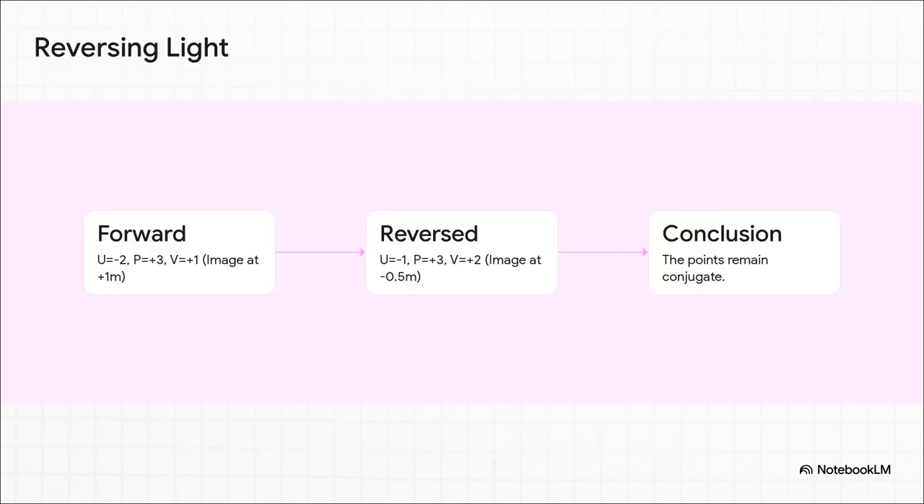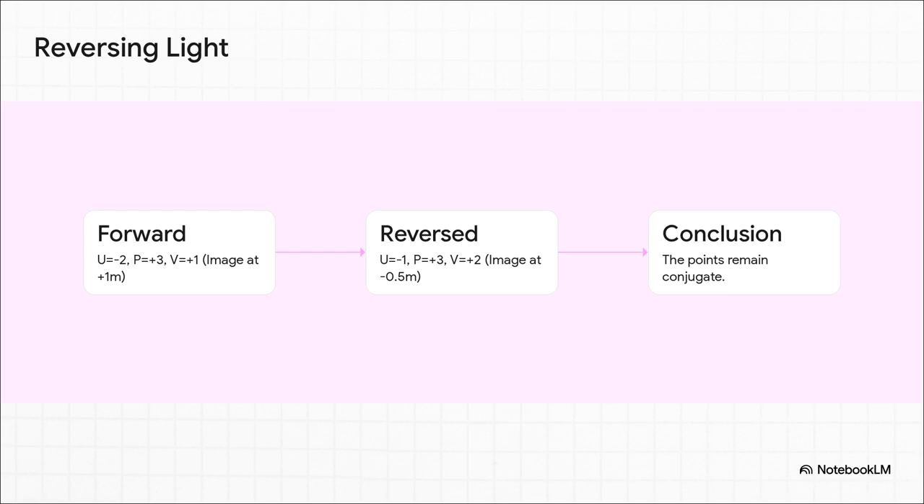Let's actually walk through the mathematical proof for this. Going forward, say we have an object sitting half a meter to the left. That gives us an object vergence U of -2. Send that through a +3 lens and your V becomes +1. So the image forms at 1 meter to the right. Those 2 points are conjugate.